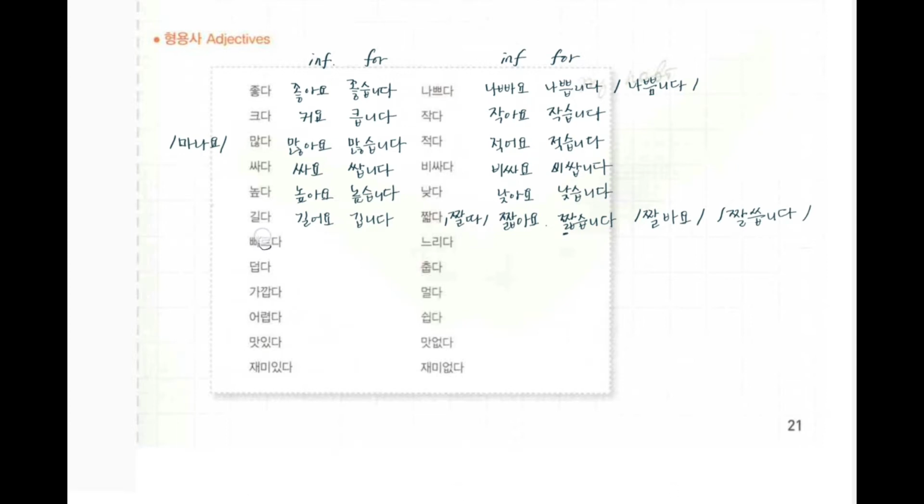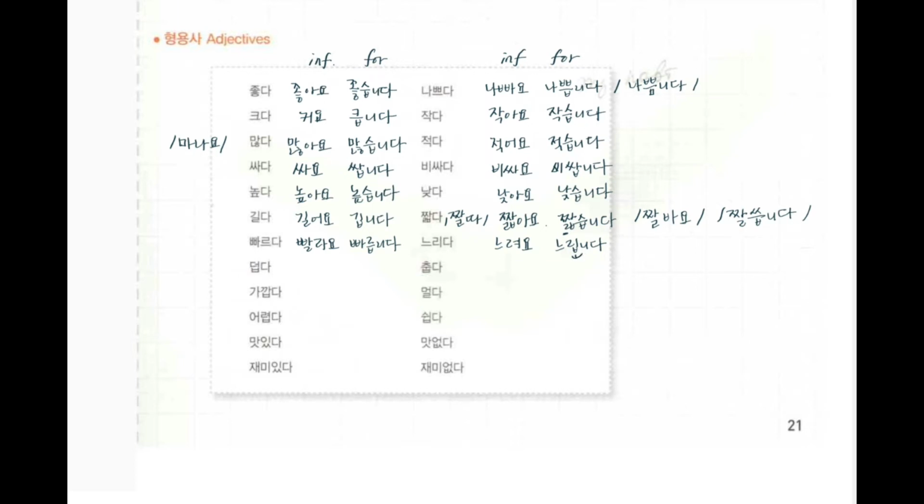Okay, 빠르다 갑시다. To be quick, to be fast. 자, this one as well. 르 irregular. So it becomes 빨라요. How about formal ending? 빠릅니다. 자, the opposite word 느리다. Something is slow. 자, 느리다 어떻게 말해요? 느려요. Formal ending 느립니다. Nasalization between these two.